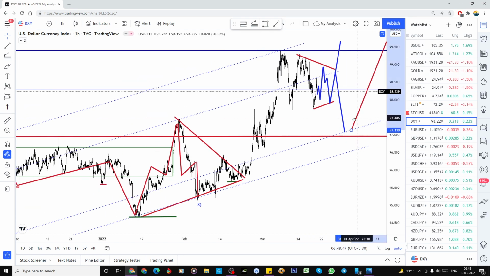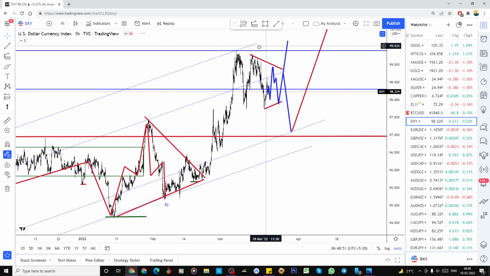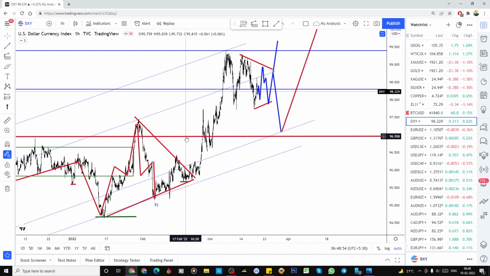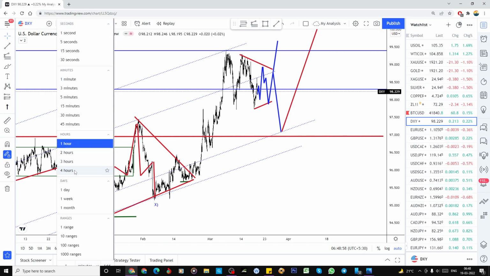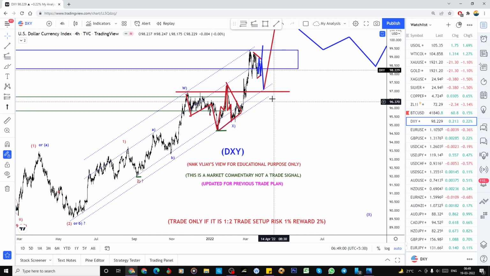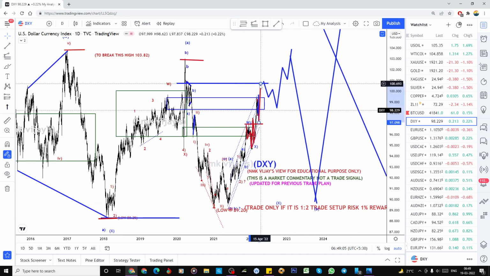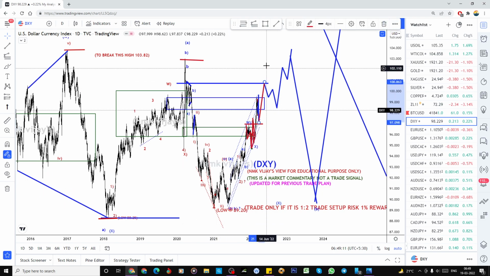And as per this analysis, it will move from here, and this will be the W. This is the X, A, B, and C to the high of 101, what we discussed last week. So 100.65 I am expecting. That means this is a 1, 2, and 3 is completing here, with consolidation for the fourth, and one more 5. So it will take more time to reach 103.82 to break.